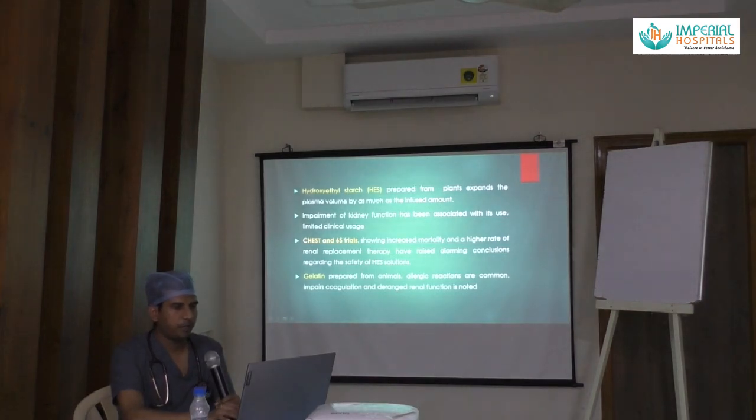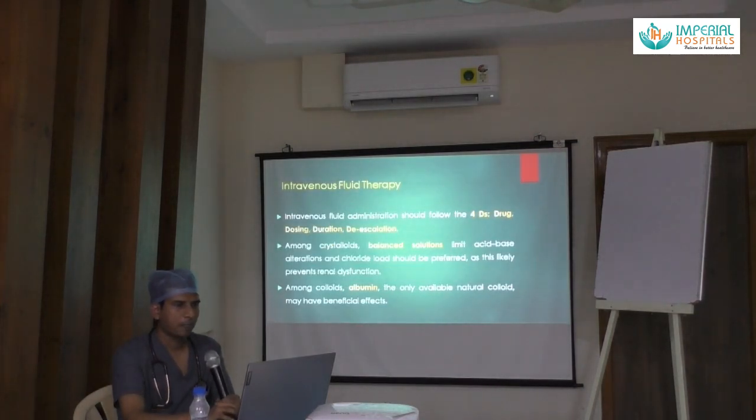Gelatin is prepared from animals. Allergic reactions are common, and it impairs coagulation and deranges renal function. So the synthetic colloids are not routinely recommended or given, except in emergencies to replace the intravascular volume in place of blood. Where blood is not available, we can use such solutions.